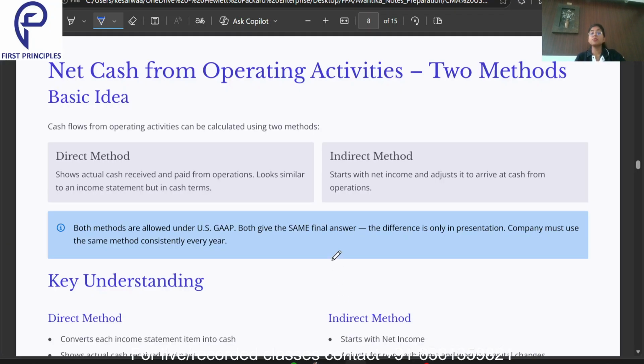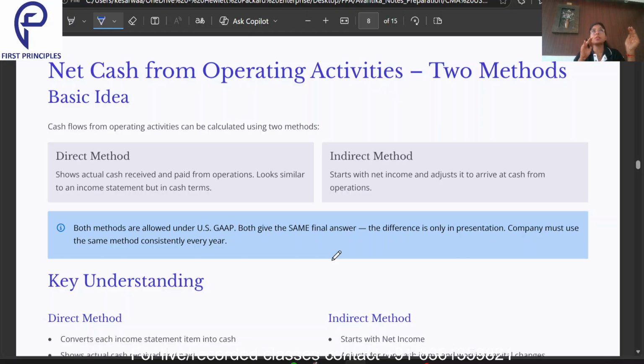Okay, welcome to the third part of the statement of cash flows video series. So basically this chapter we are recording in multiple sessions because I know this chapter is a bit of a heavy chapter for some of the folks, but it's okay. That's why I have bifurcated the video into 3 to 4 parts that we are going to record.